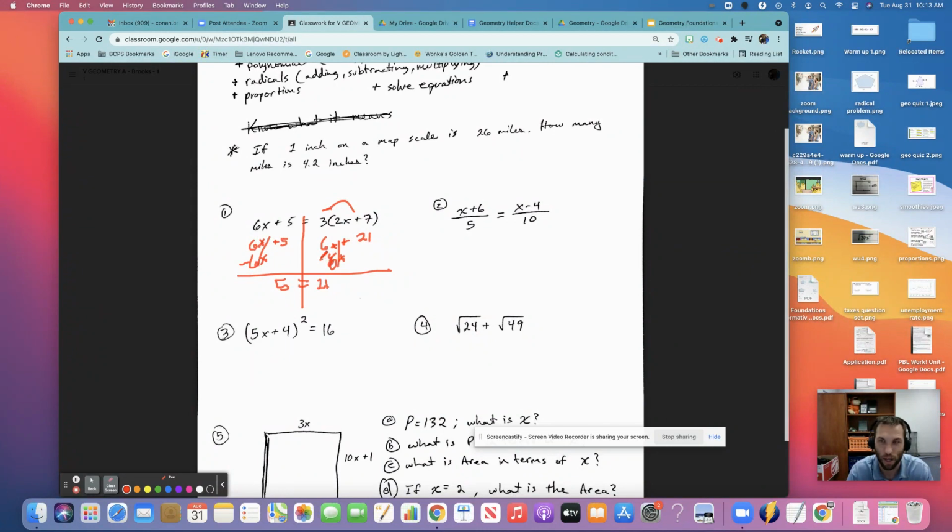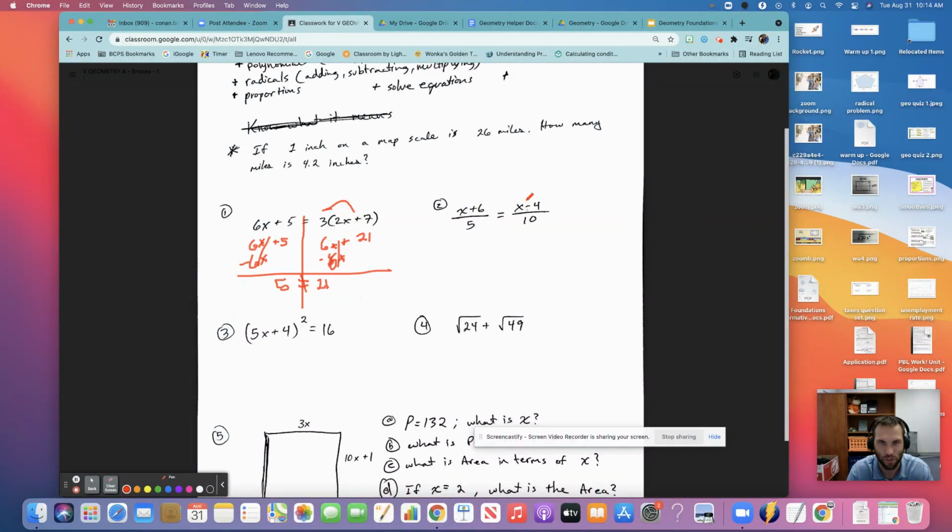And this would not be a true statement. It's not true. 5 is never equal to 21. And you can really stop right here and you can say this is no solution. Okay. And you should be able to explain why there's no solution. It's no solution because there's no value of x that you can put in there that would make the equation true.